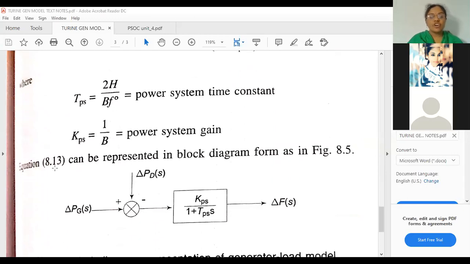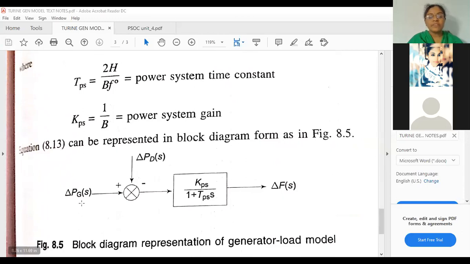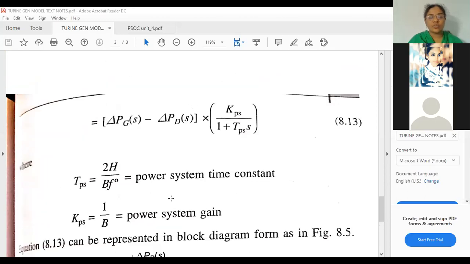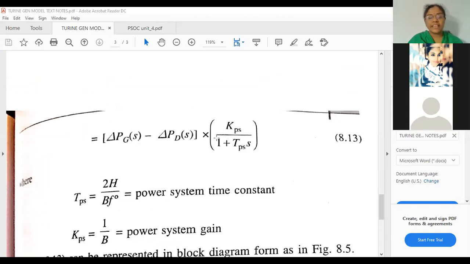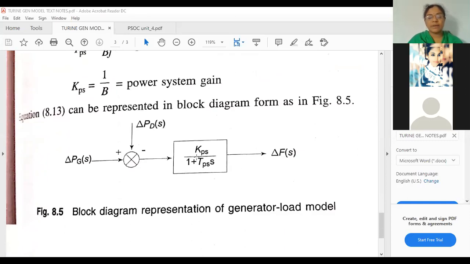How do we represent this as a block diagram? PG minus PD in the block diagram is the input, and delta F(S) is the output. Output by input: delta F(S) by PG(S) minus PD(S) is equal to KPS by 1 plus TPS S. So in this way we are going to write the equation for the generator model.